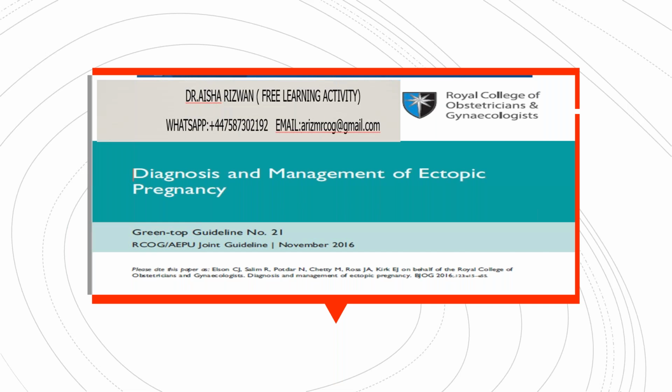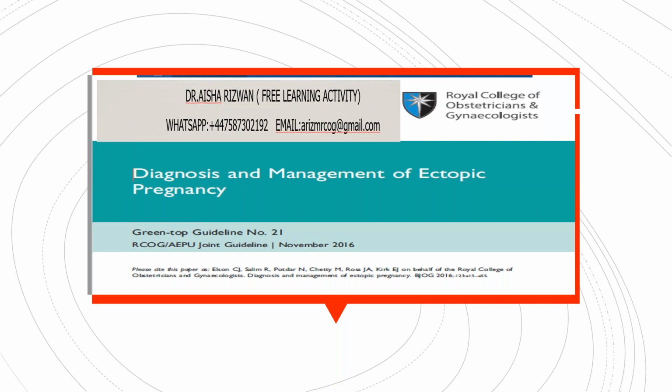They are asking questions of both types, I mean the single best answers as well as the extended matching questions. And sometimes the information is presented in a complex way, and you can answer the questions only if you have a good grasp on the subject. Okay, so each line of this guideline is very important. So first of all, you should know what is an ectopic pregnancy.